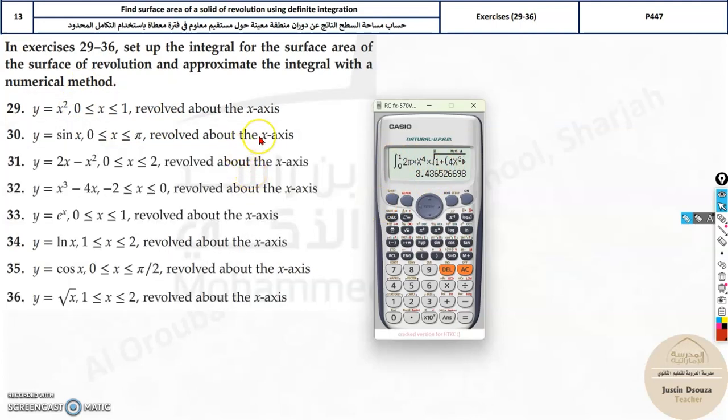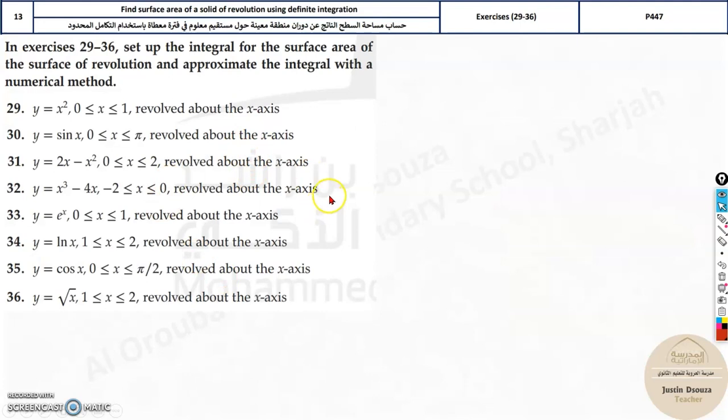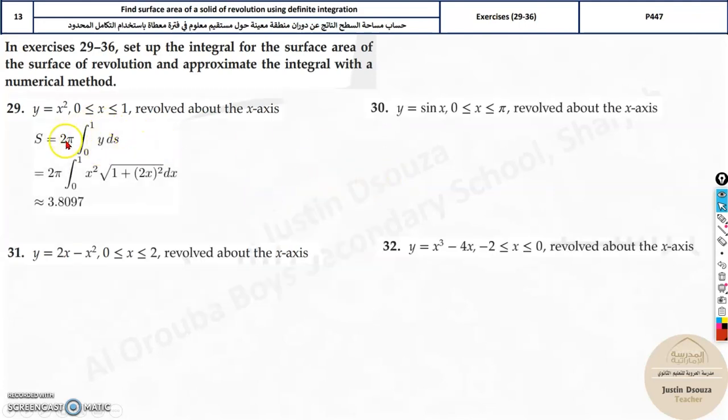Now, please try all these by yourself and then check the answers, please. Here, all these problems are the same way. It's only with the x-axis revolution and the limits are always given. And over here you have the function. If it is sine, remember you need to differentiate sine. It will be cos x. And please change to radian mode and solve. All the derivations are over here. You can look into it.